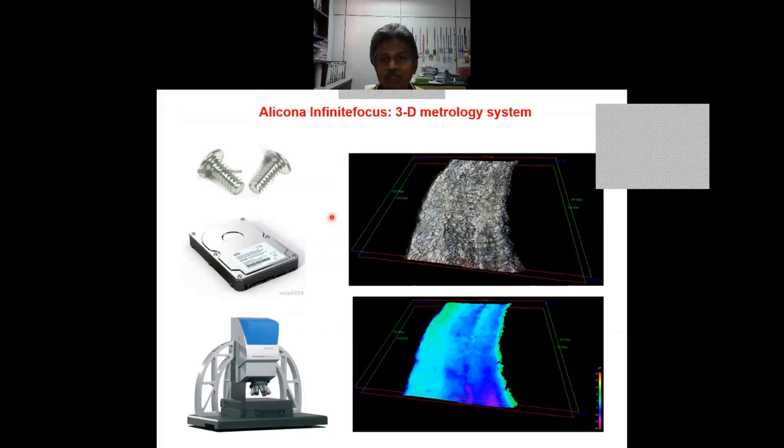Now, some time ago, there was a guy from a company. He asked me to do this measurement. We have this in the metrology lab, in the microscopy lab. We call this the Alicona Infinite Focus, a 3D metrology system. He gave me this kind of screw and asked me to measure the roughness at the landing here. Now, this screw is actually used to screw the hard disk drive. You can see a hard disk drive here.